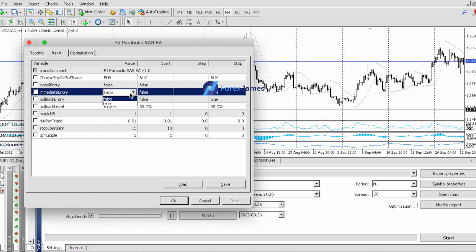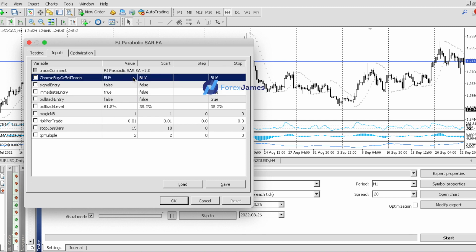For immediate entry, I've made a feature where if you want to just participate immediately in the market, guys, let's say you're at this point of the chart here and you're thinking to yourself, I just want to get into a long right now for whatever reason. All you need to do is set it to a buy or sell and change this to true, and it's going to enter into the market immediately without any signals.